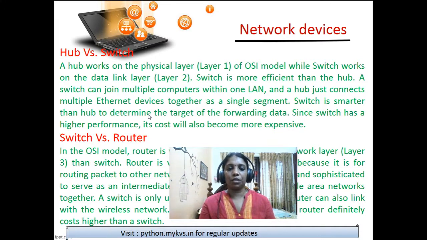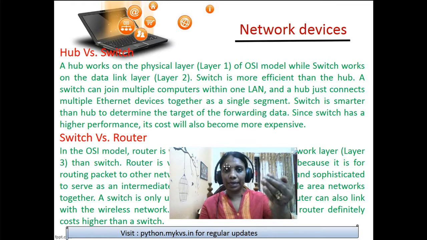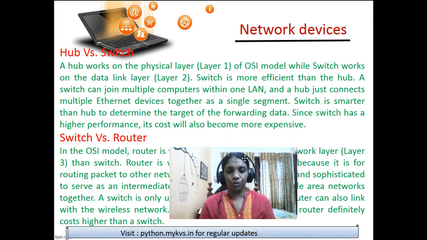A switch is smarter than a hub in determining the target of the forwarding data. That is a good explanation. Since a switch has a higher performance, its cost will also be more expensive. That comparison is good. So filtering of data, or restricting the data to the intended node, is what a switch is doing.